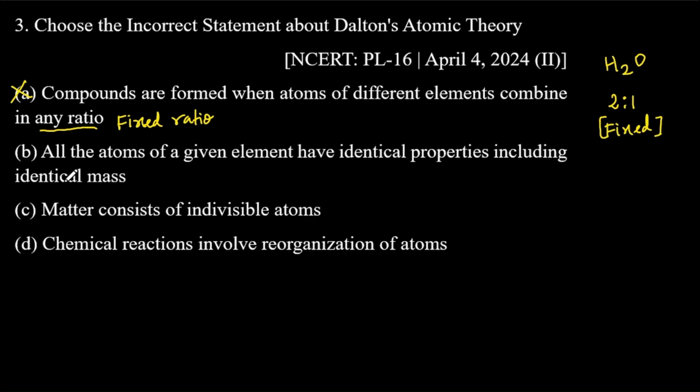Now going to the second statement, already we got the answer. A is the correct option. Let us see the remaining options also. All the atoms of a given element have identical properties including identical mass. This statement is correct. For example, if you take hydrogen element, all the atoms of hydrogen element will have the identical mass and identical property.